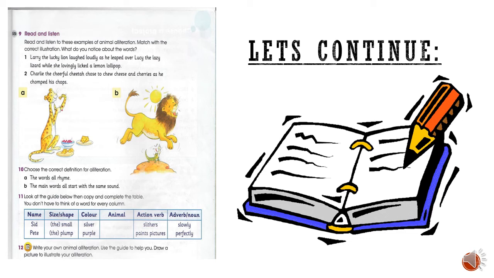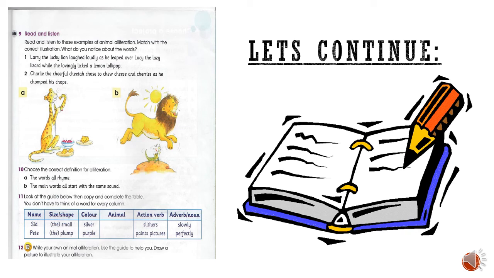Charlie the cheerful cheetah chose to chew cheese and cherries as he chopped his chops. Again, the same thing. We have one single letter repeated in each word. What is it? Yeah, the letter K. Okay, so match the illustrations with the picture.